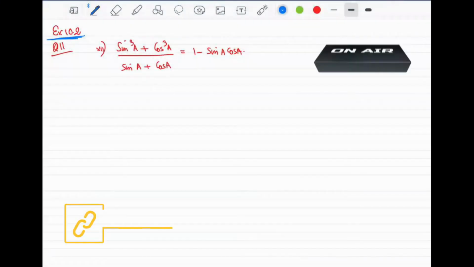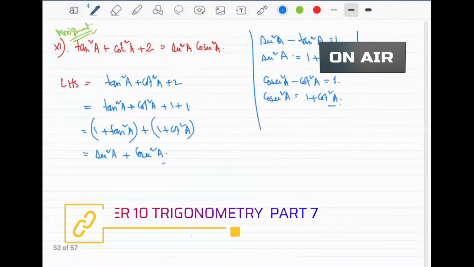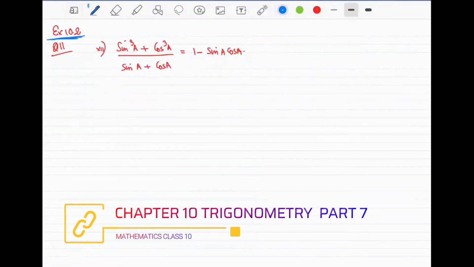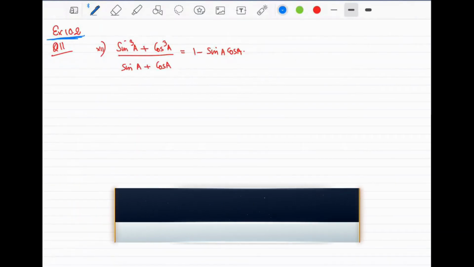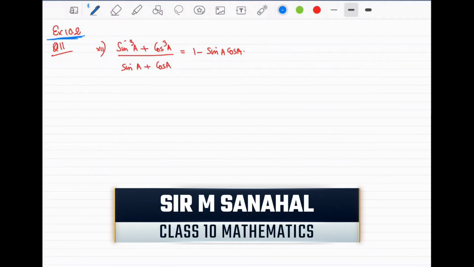I hope you all were revising the formulas. If not, there is a huge problem. Revising the formulas, doing the calculation repeatedly, that will be the key for this question number 11, which is very important, as I've been saying from the starting of this chapter.